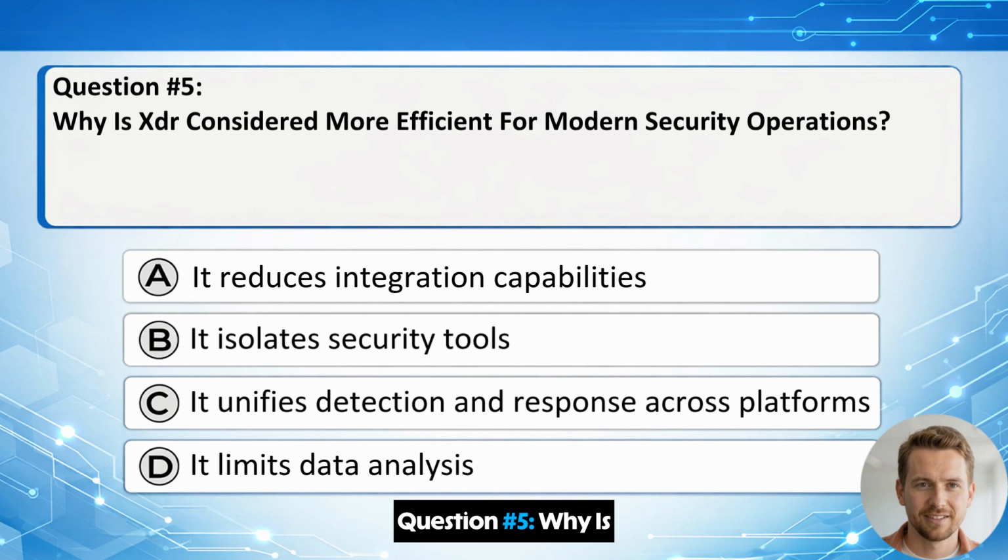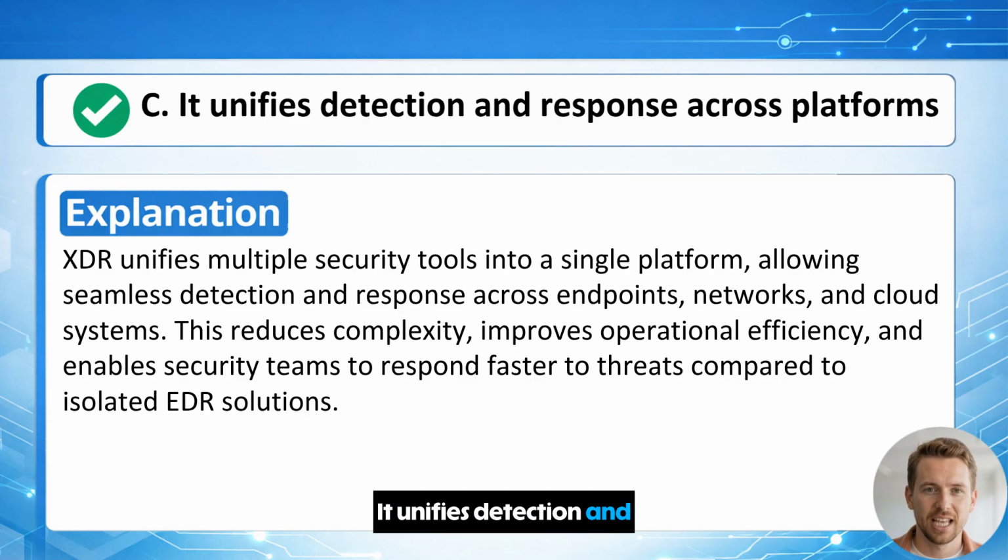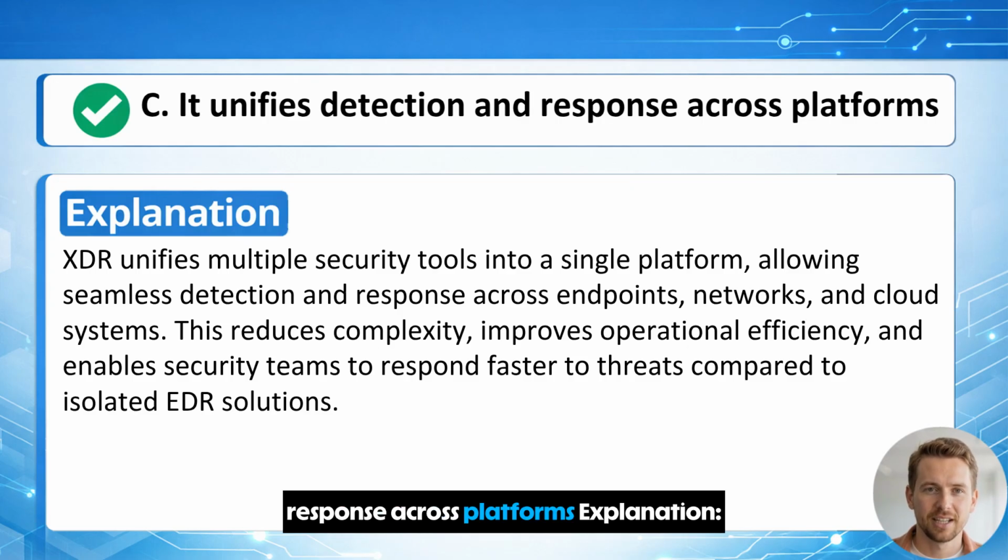Question number 5. Why is XDR considered more efficient for modern security operations? A. It reduces integration capabilities. B. It isolates security tools. C. It unifies detection and response across platforms. D. It limits data analysis. Correct answer, C. It unifies detection and response across platforms.